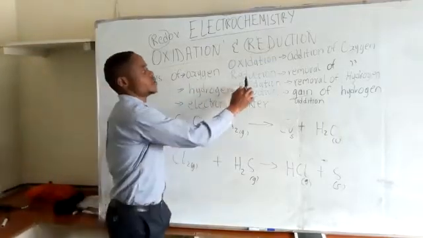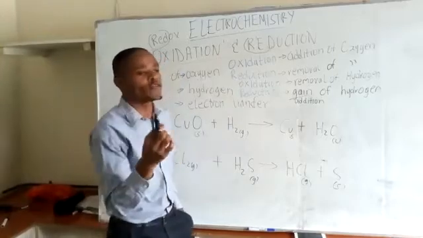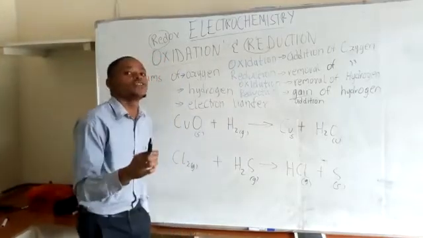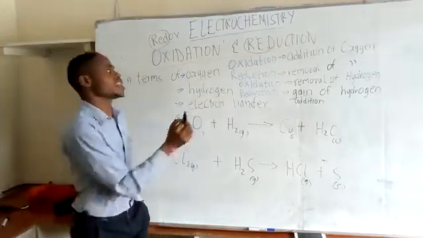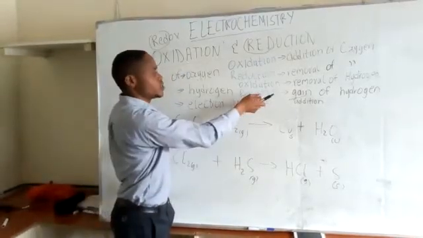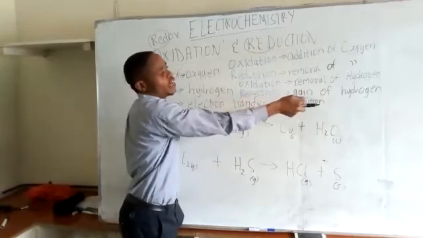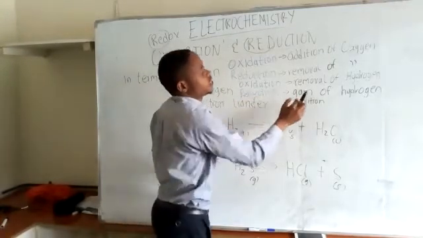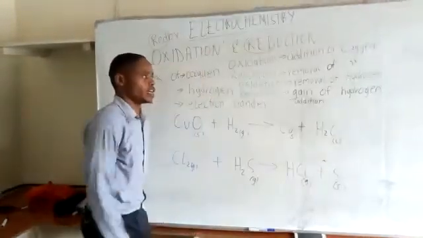Then in terms of hydrogen, you say that oxidation is removal of hydrogen from a substance. So if you remove hydrogen from a substance, then you say you've oxidized that substance. And the opposite is gain of hydrogen, which is reduction. So reduction is gain of a hydrogen atom.